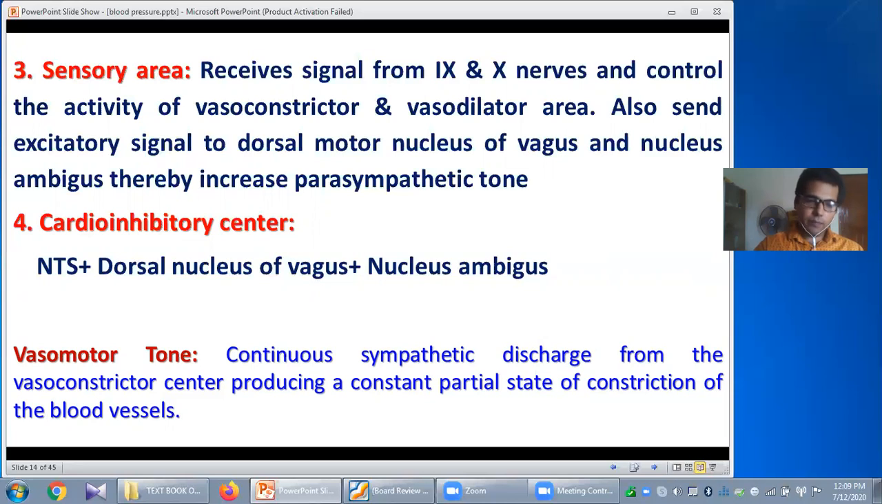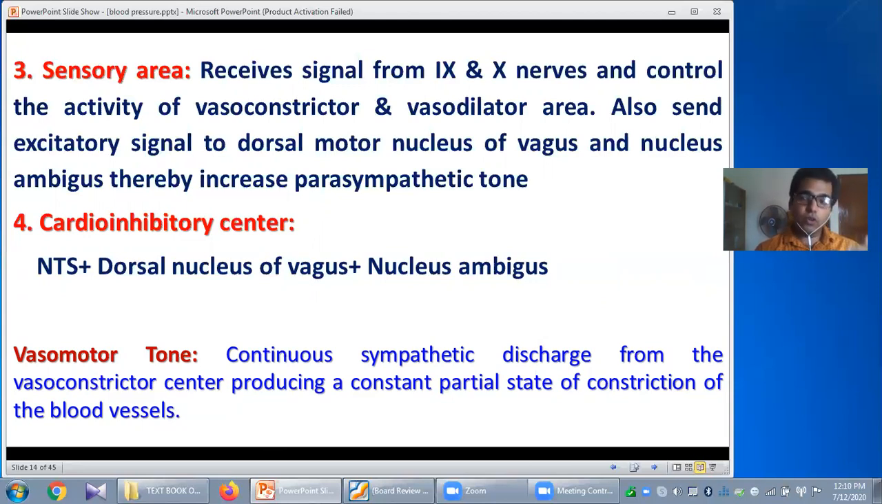Another important term we should know is vasomotor tone. Basically, there is a continuous sympathetic discharge from the vasoconstrictor center, producing a constant partial state of constriction of the blood vessels. This is called vasomotor tone. So what will happen if there is any change in vasomotor tone?